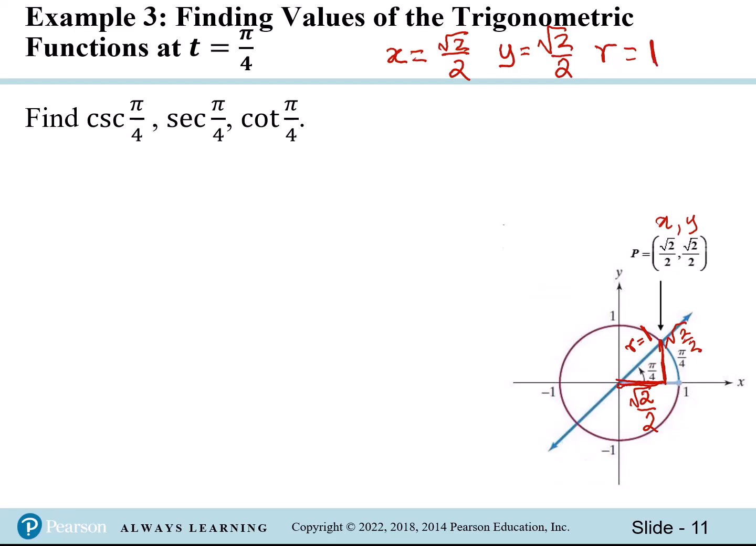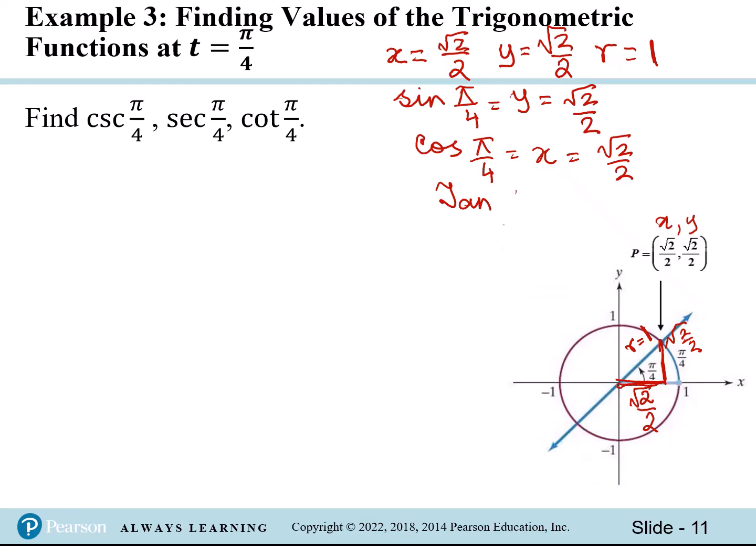So given we have these three side measures, we can find sine of pi over 4, y, equals square root of 2 divided by 2. Cosine of pi over 4 is equal to x, which is square root of 2 divided by 2. And tangent of pi over 4 is y divided by x, which is square root of 2 divided by 2 over square root of 2 divided by 2, which has a value of 1. So these are the sine, cosine, and tangent function values of pi over 4.